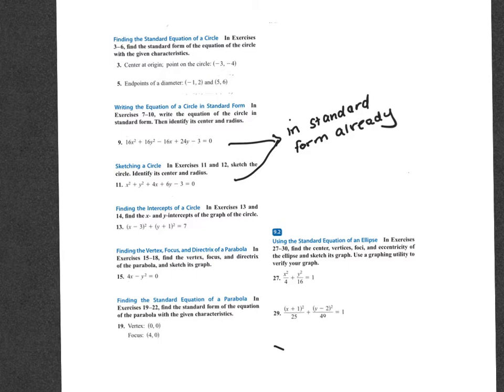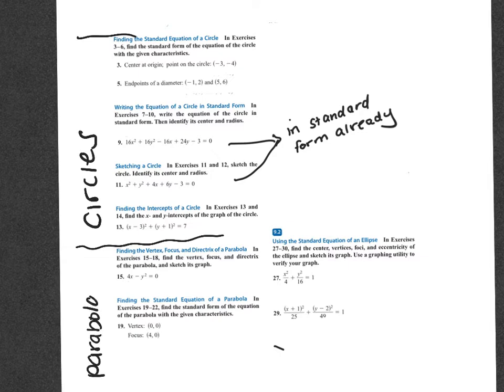Then came your parabolas. So your parabola started here. So from here to here, circles. And then your parabolas started. So you want to be able to take an equation and identify the vertex, the foci, the directrix, or vice versa. If I gave you the vertex and the directrix, give me the equation. If I gave you the vertex and the foci, give me the equation. So just make sure you can do that in both orders.